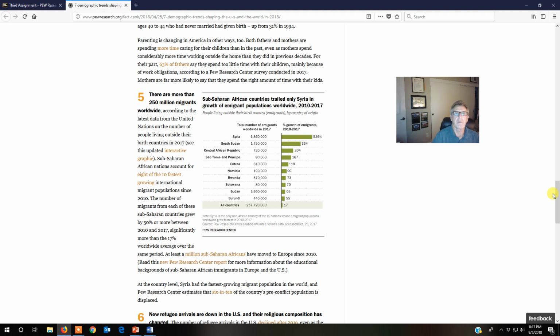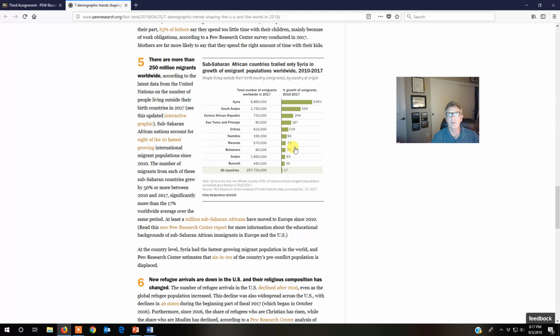Okay. We see a large increase in people fleeing really, really stressful conditions. Syria being the largest.